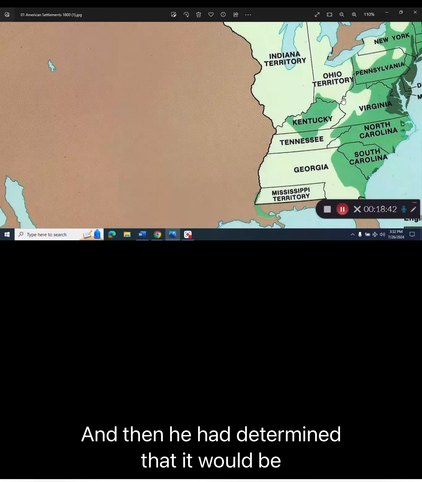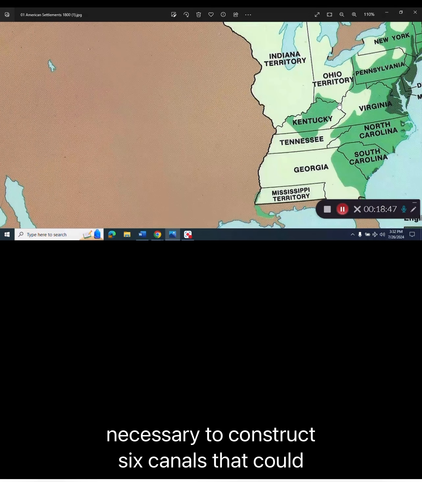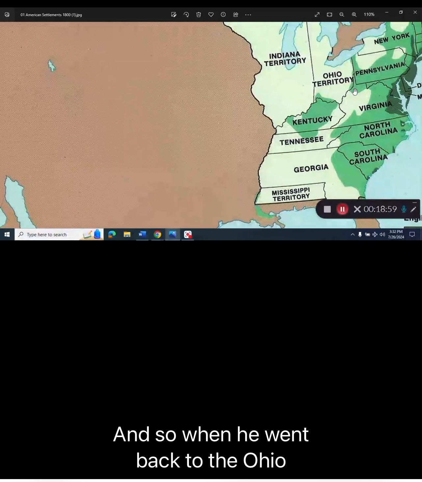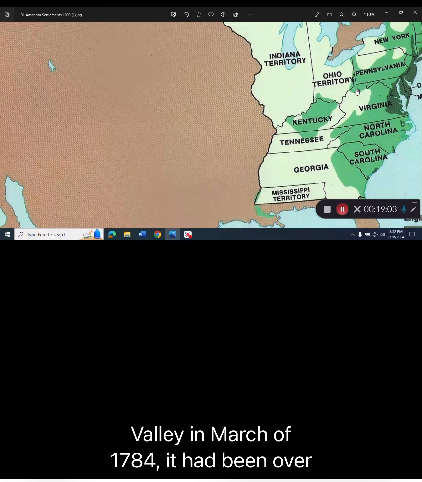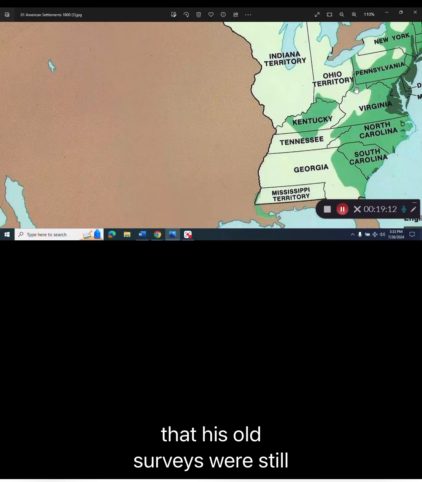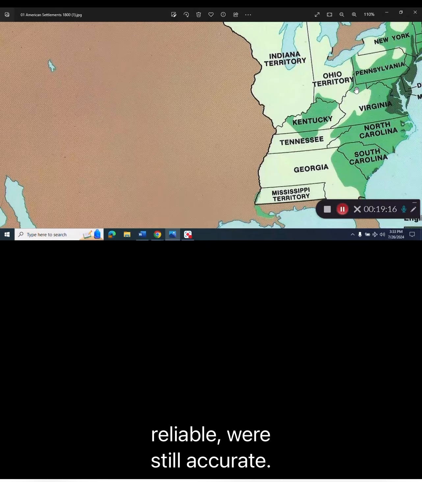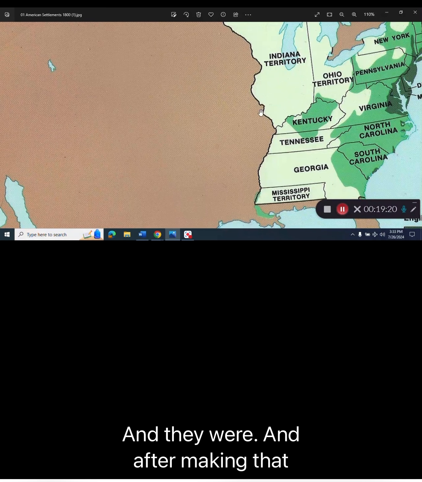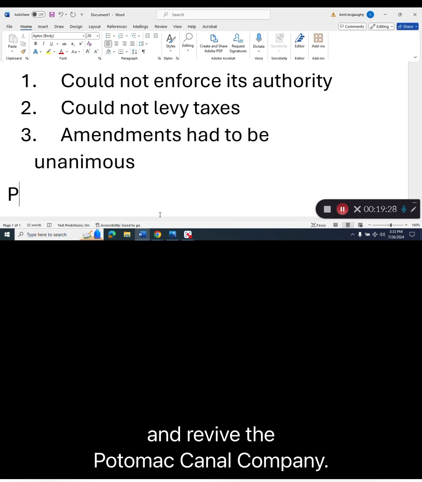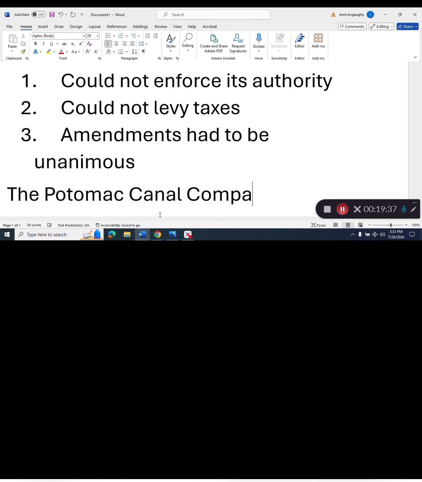And then he had determined that it would be necessary to construct 6 canals that could link the Ohio River to the Potomac River. And so when he went back to the Ohio Valley in March of 1784, it had been over a decade since he'd been out there. So he went out there to make sure that his old surveys were still reliable, were still accurate. And they were. And after making that determination, he will return to Virginia and revive the Potomac Canal Company.